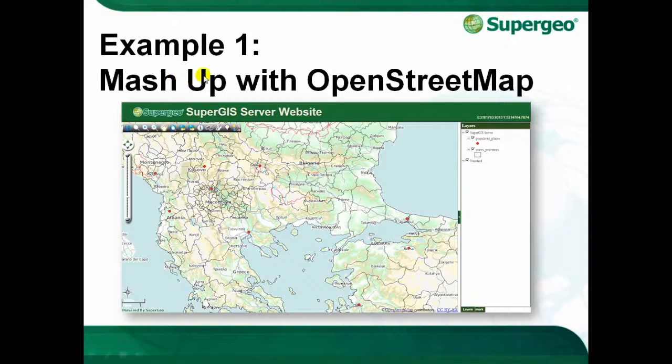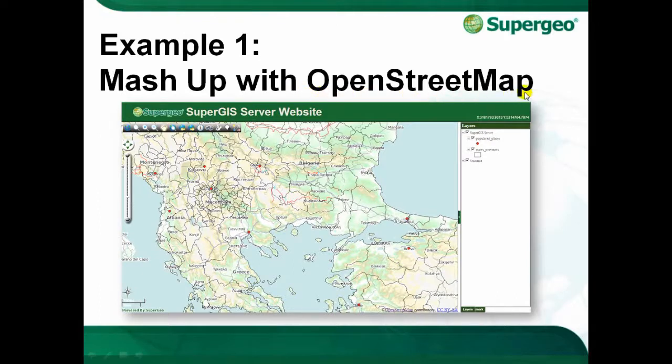So this is the first example I will introduce to you: how to match up with OpenStreetMap. Like this one, maybe I have only a polygon layer and a point layer, but I need a beautiful map to enrich my website, so I can integrate with the OpenStreetMap. It's a free source map provided by a UK organization.